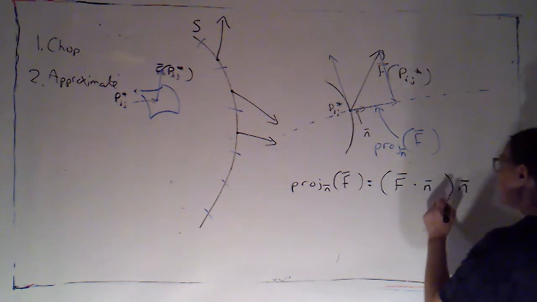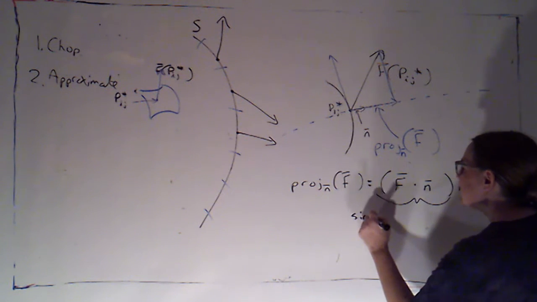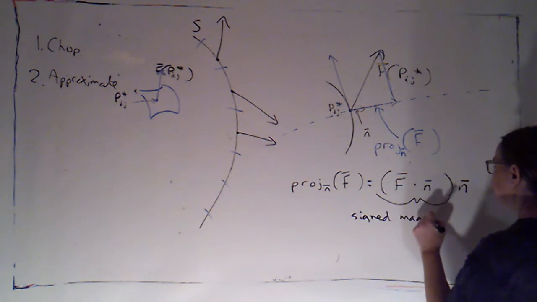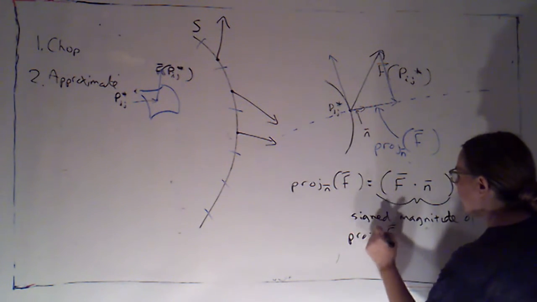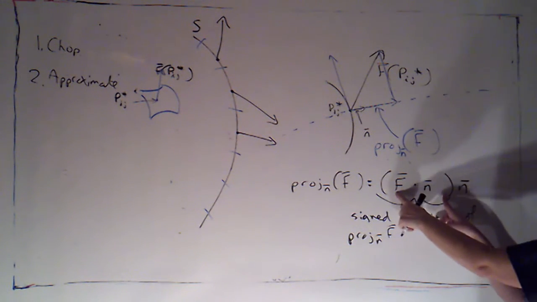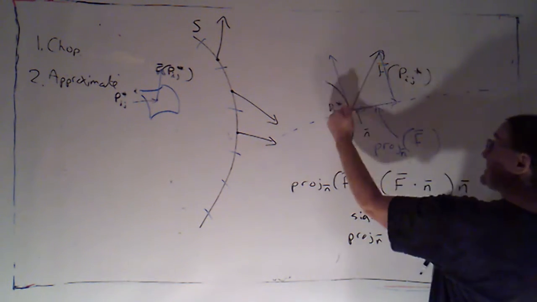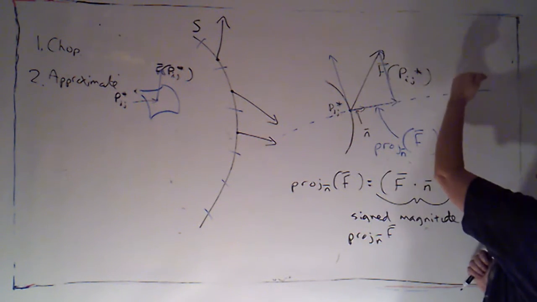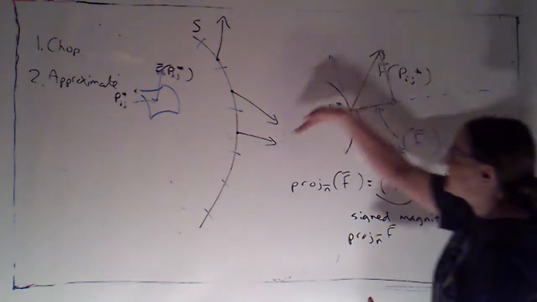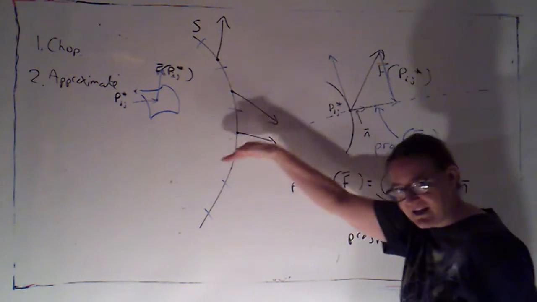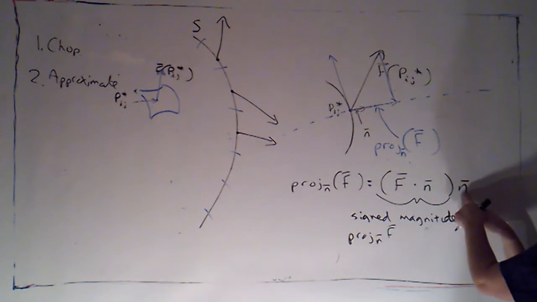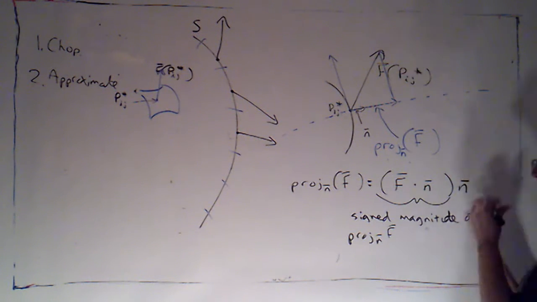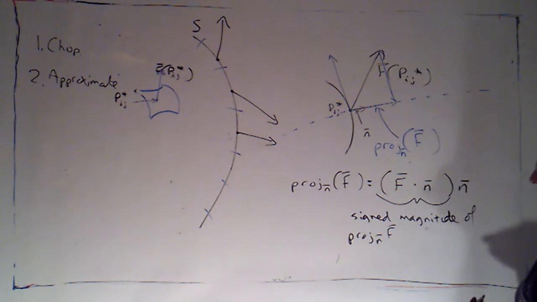All right, so this is the signed magnitude of the projection of F onto N. This could be positive or negative. If it's positive, that says it's pointing in the same direction as N, so we're flowing in the positive direction. If it's negative, that says it's in the opposite direction of N, so we're flowing in the negative direction. And then it's the magnitude, because the magnitude of N is just 1. So that's going to determine how fast things are flowing and whether they're flowing in the positive or the negative direction.